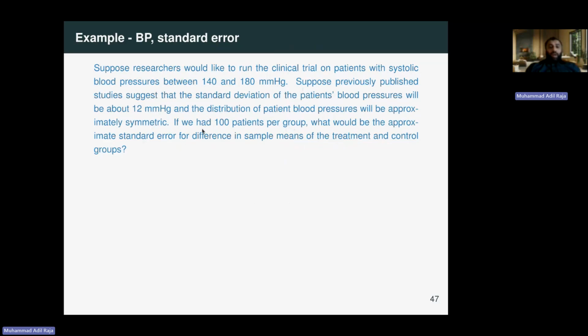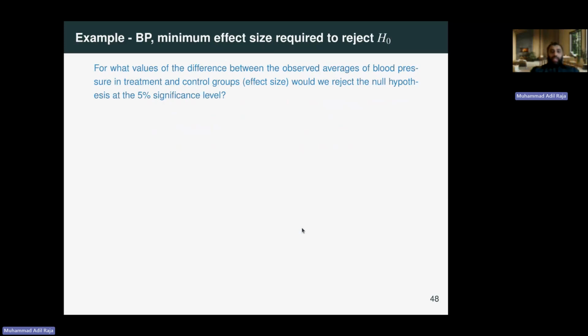So let's say we had 100 patients per group, and the standard deviation is 12 mmHg. So what is the standard error going to be? We compute the standard error using this formula, as I showed in the previous slide: the standard deviation of the first sample squared divided by the number of samples, plus the standard deviation of the second sample squared divided by the number of samples. Okay, and it comes out to be 1.7. We had this formula in one of the previous slides, and you can revisit that.